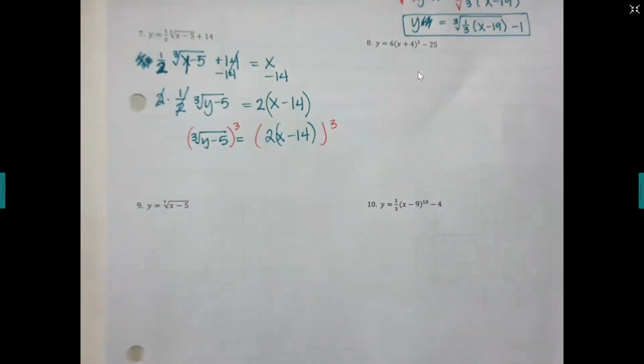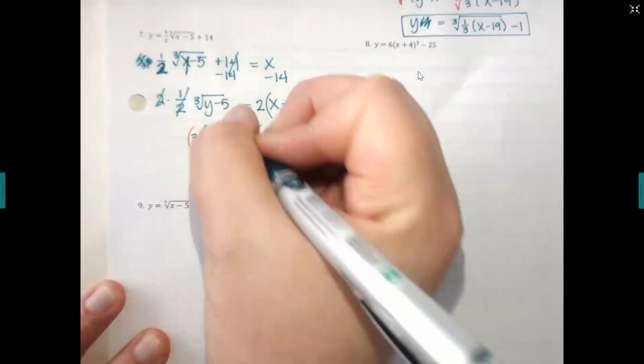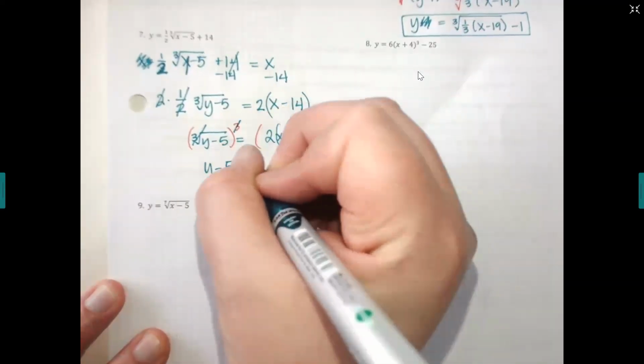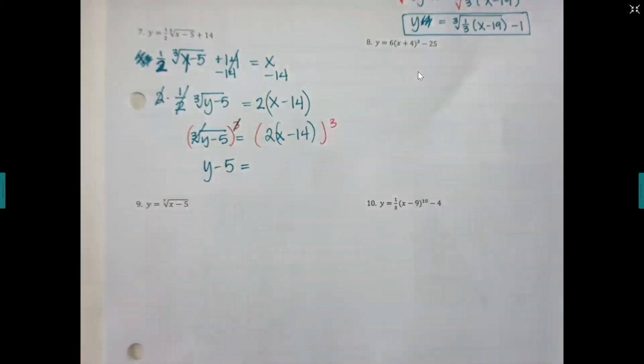And what happens when I cube a cubic root? They cross out. And now I just have y minus 5 equals. Now, it's up to you. If you hate this, looking at it, extra parentheses, maybe I don't like that so much.